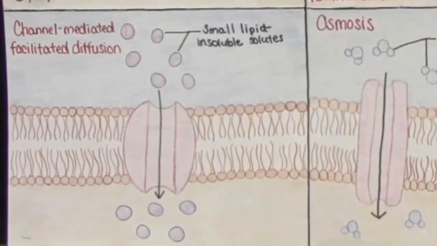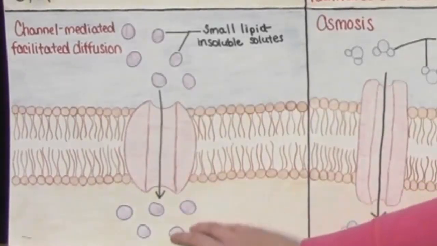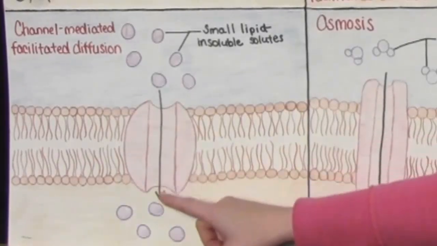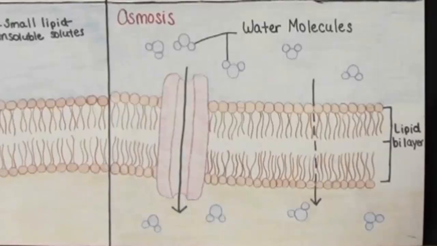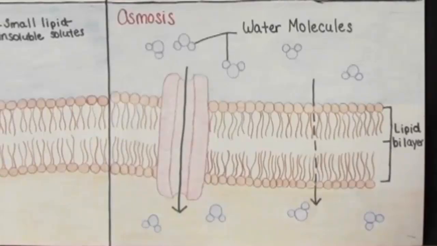In channel-mediated facilitated diffusion, lipid solubles are moved through aqueous channels through the membrane. They're selective due to pore size and the charges of amino acids on the inside of the carrier. The final type of passive transport is osmosis. Osmosis is when water diffuses directly through the lipid bilayer or is transferred through in specific channels.